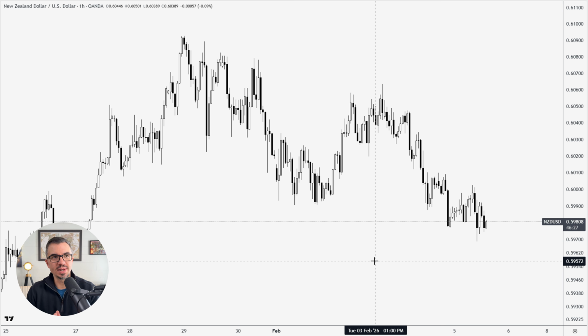So looking at the New Zealand dollar 1 hour time frame, we are going to start with a clean chart. I'm going to show you exactly what I did here on the New Zealand dollar, so you can literally copy and paste this into your own trading. And even if you take a part of this, it's going to make you a better trader.